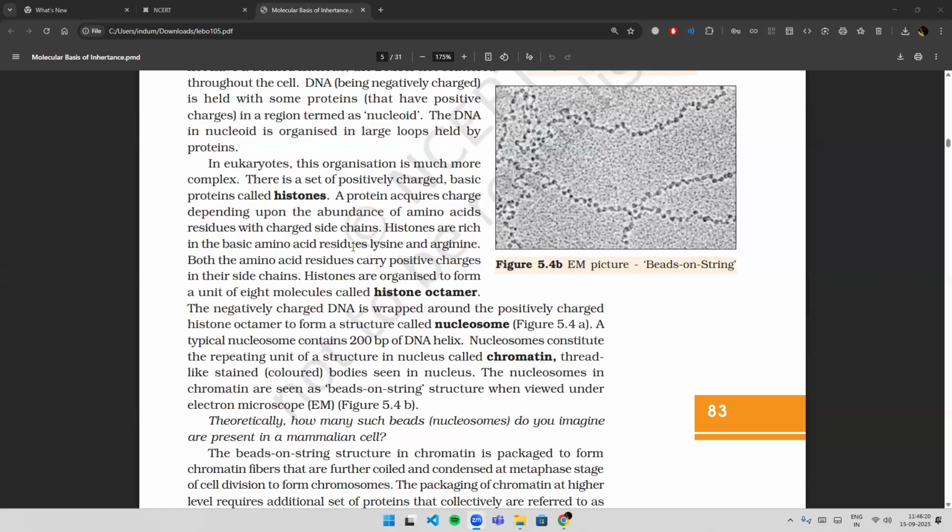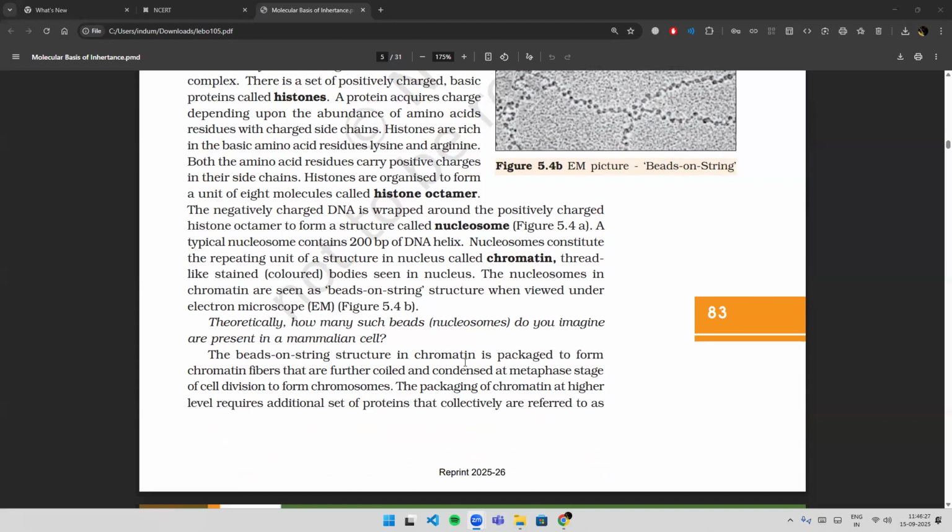Histones are organized to form a unit of 8 molecules called a histone octamer. The negatively charged DNA is wrapped around the positively charged histone octamer to form a structure called a nucleosome. Figure 5.4a. A typical nucleosome contains 200 base pairs of DNA helix. Nucleosomes constitute the repeating unit of a structure in the nucleus called chromatin, thread-like stained bodies seen in the nucleus. The nucleosomes in chromatin are seen as a beads-on-string structure when viewed under an electron microscope. Figure 5.4b.